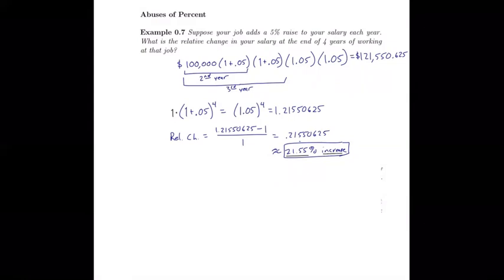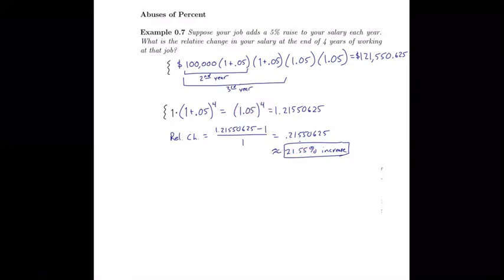So it turns out we didn't need to make up a salary. This was used to convince us that we could just use this trick instead, and really the key to all of this is just doing this: 1 plus your rate, which was 0.05, raised to the number of years or the number of times we're going to apply that rate. And that's it. That's all we have to do, other than the relative change, which is to subtract 1 and convert to a decimal. Okay, so that's a nice little shortcut.